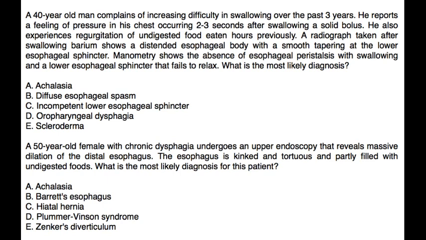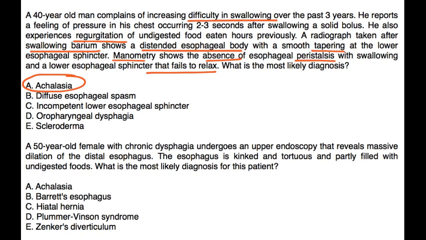A 40-year-old man complains of increased difficulty in swallowing over the past 3 years. He reports a feeling of pressure in his chest occurring 2 to 3 seconds after swallowing a solid bolus. He also experiences regurgitation of undigested food eaten hours previously. A radiograph taken after swallowing barium shows a distended esophageal body and a smooth tapering at the lower esophageal sphincter. Manometry shows the absence of esophageal peristalsis with swallowing and a lower esophageal sphincter that fails to relax. What is the most likely diagnosis? They've encompassed every possible thing that a patient with achalasia can present with.